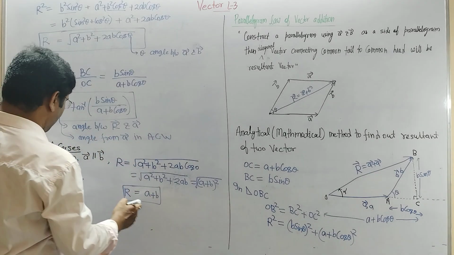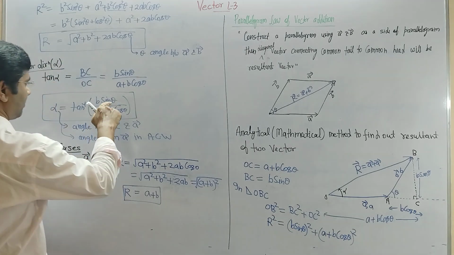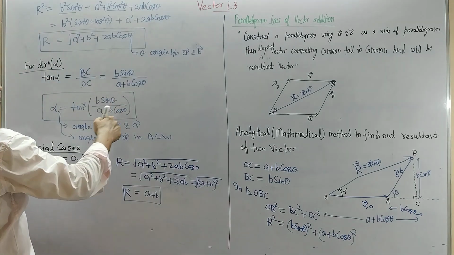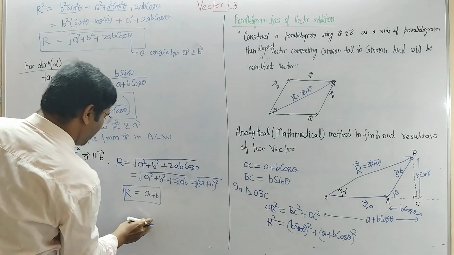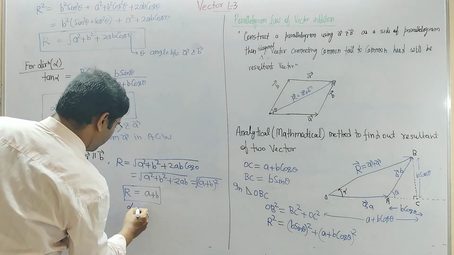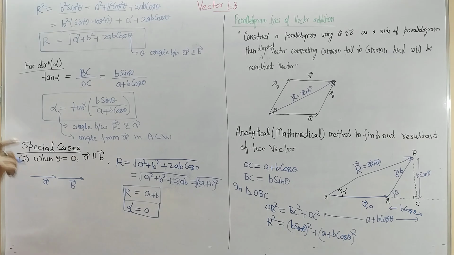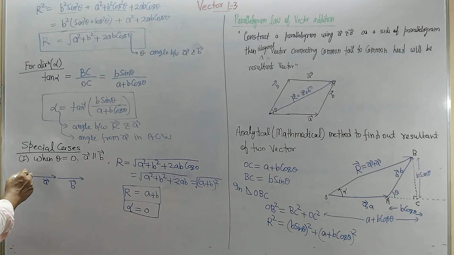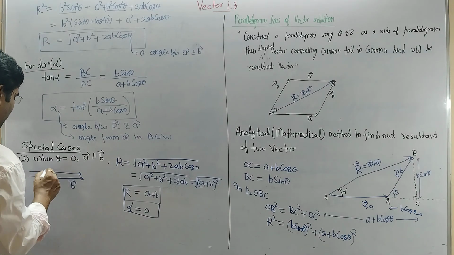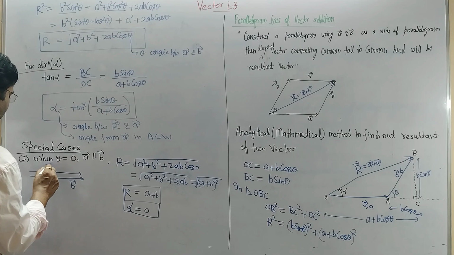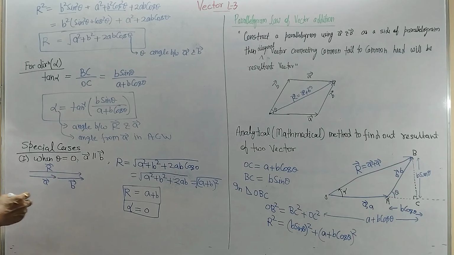Okay, what would be alpha? If I put theta as 0, this whole term will be 0, so alpha will also be 0. Alpha represents direction. That means the resultant will be in the same direction. This is the resultant, and it will also be in the same direction as a and b.